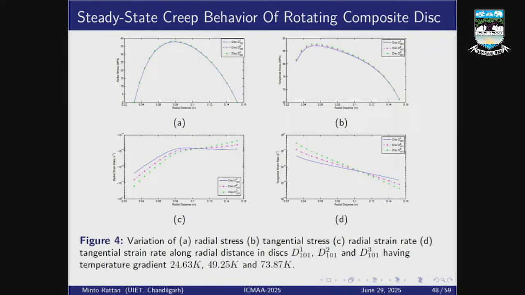Now in this figure 4, the effect of different linear thermal gradients on radial stresses, tangential stresses, radial strain rates and tangential strain rates developed in rotating disks having linear temperature gradient of 23.63 Kelvin, 49.25 Kelvin and 73.87 Kelvin respectively are shown. Let us discuss its subgraphs one by one for disks with different linear thermal gradations.